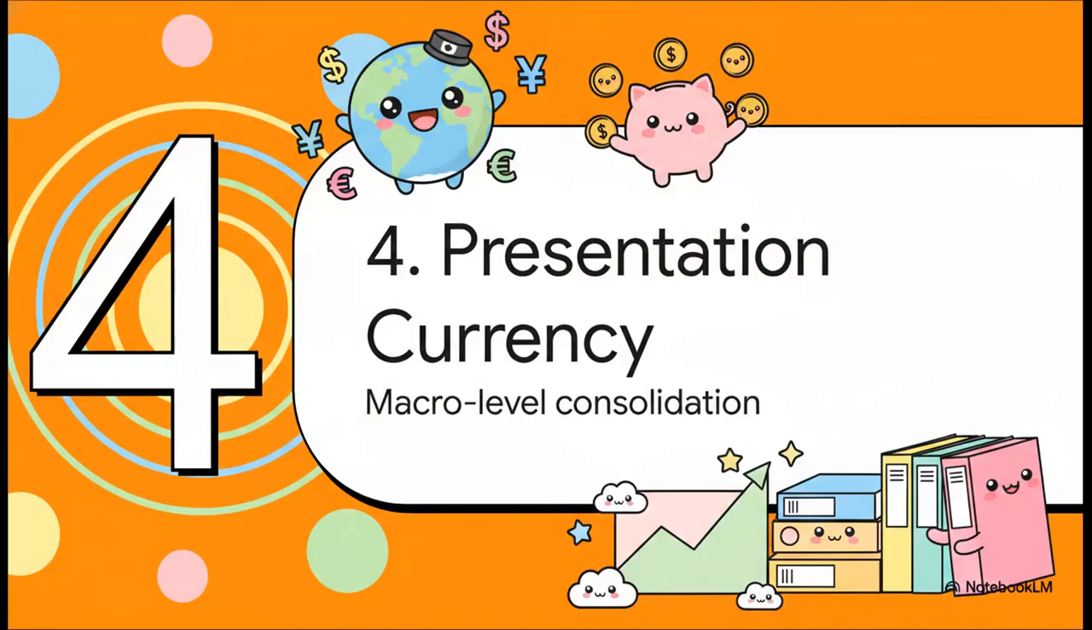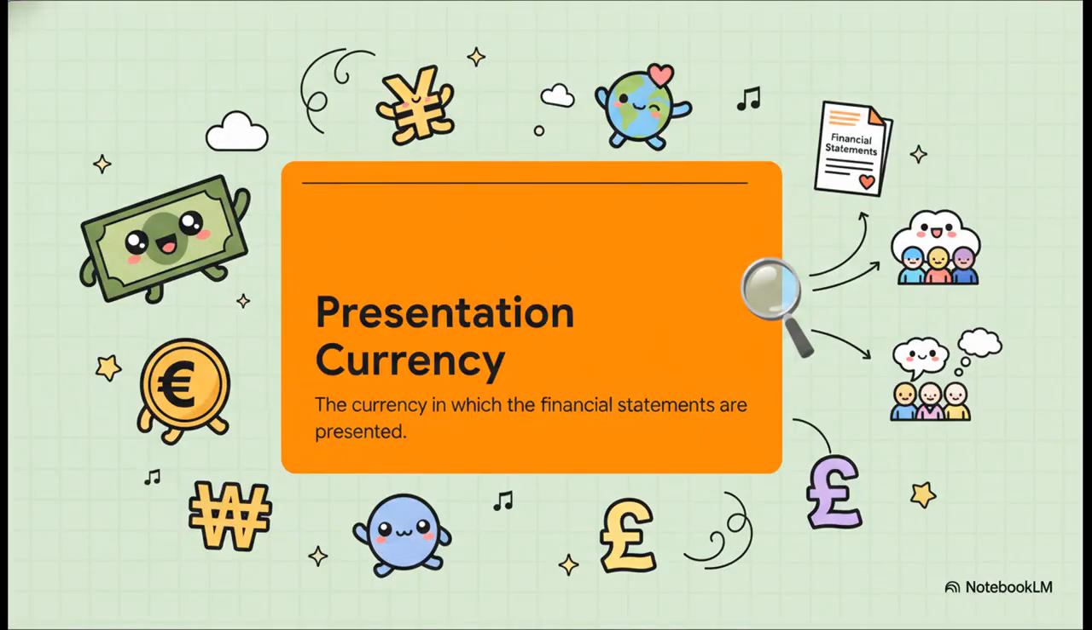Moving into Section 4, translating presentation currency. We are zooming out to the macro level now for year-end reporting. This is a really fascinating distinction. A company can actually present its financial statements in literally any currency it wants. That is called the presentation currency. In the real world, this usually means taking all that operational data we just gathered in our functional currency and translating it into whatever currency the shareholders or regulators want to see.